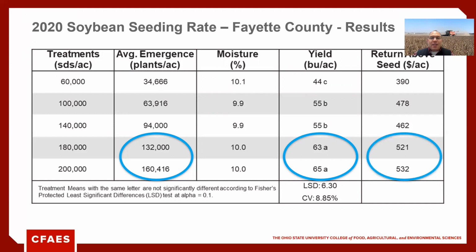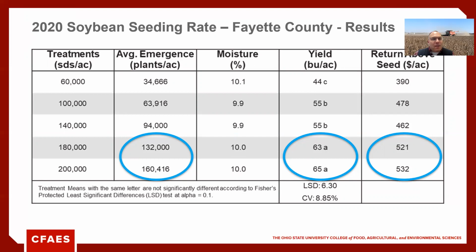And then if we take that a step further and look at our return above seed cost, in most of these projects we're trying to show that 200,000 is almost too many seeds to be planting. But in this case, hopefully with a more accurate seed versus emergence number, that 160,000 here returned the most money per acre above seed costs.